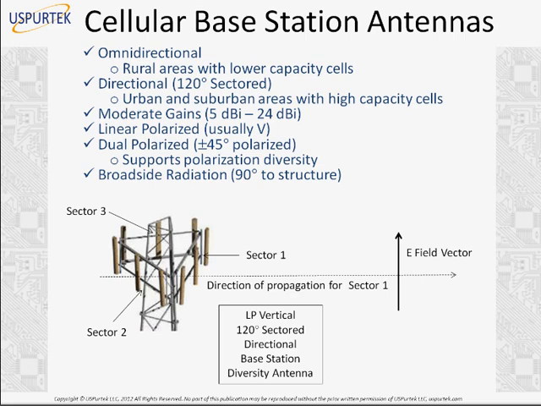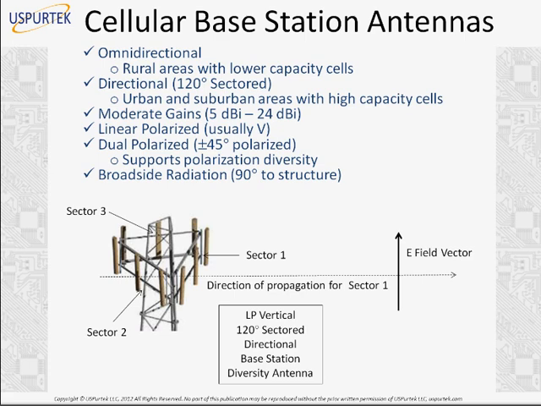Typically, the gains will be between 5 dBi to 24 dBi. If you recall, dBi means decibels with reference to an isotropic antenna. These could be mentioned in terms of dBd also, but here we are saying 5 dBi to 24 dBi. Most commonly, they are linearly polarized. The polarization is linear, vertical polarization.